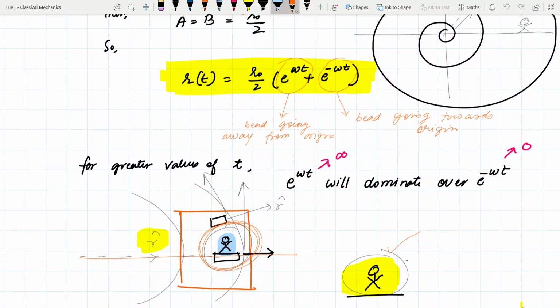Because it's in contact with the plate. Yes, it's because of contact with the plate. If it's not in contact, then it will just stay there from the point of view of the inertial observer. It will not even move. Right, it will not even move. Yes. I got it. Thank you. Got it. Okay.